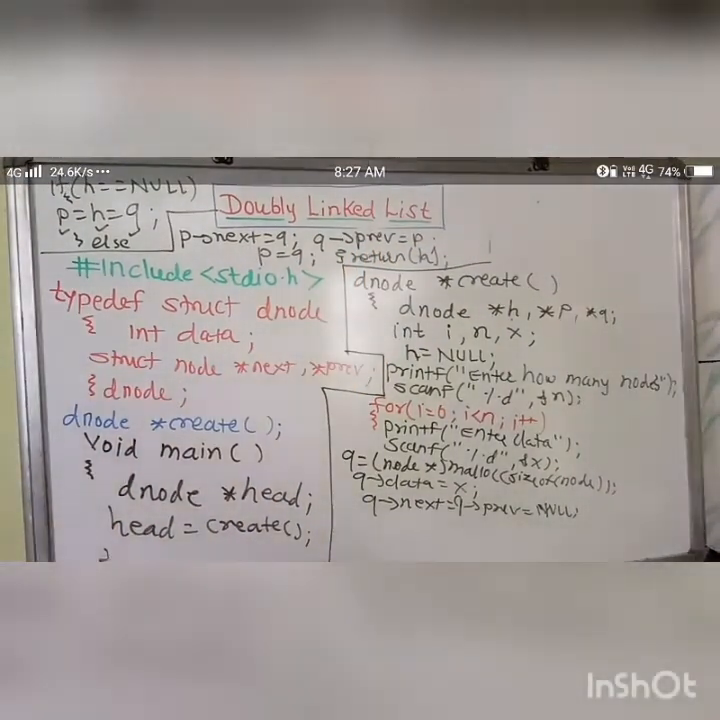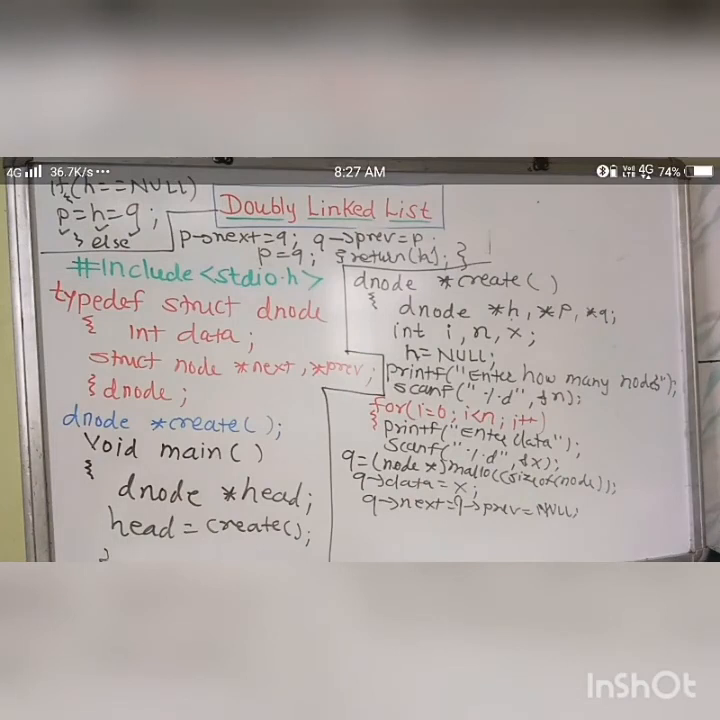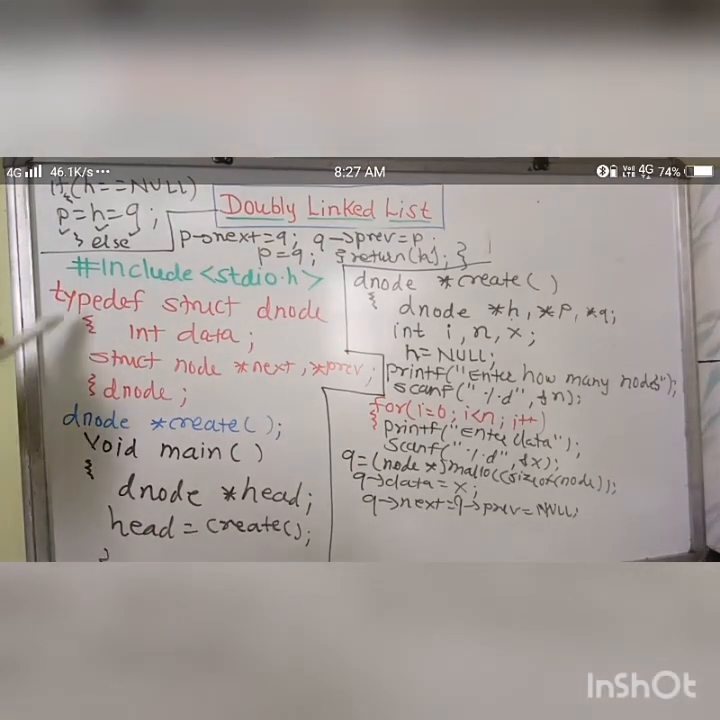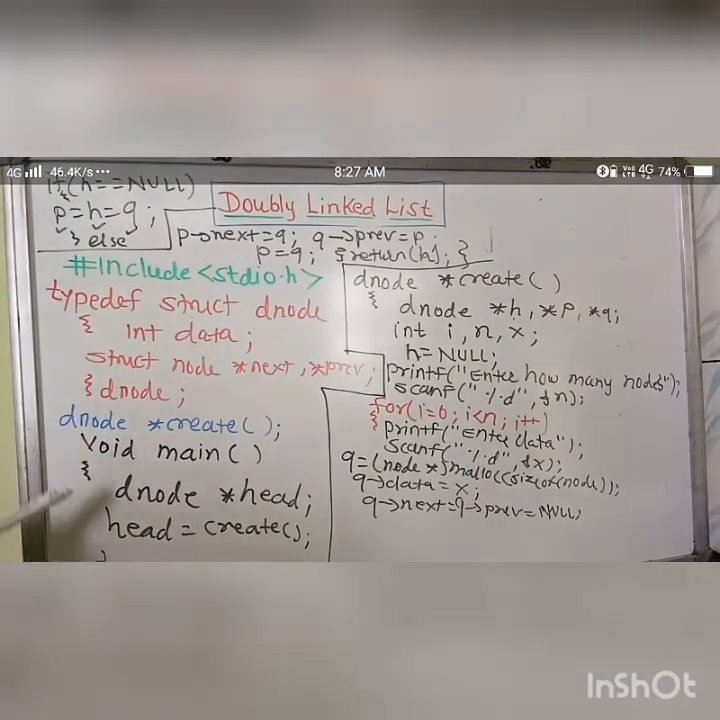So this is all about how to create a doubly linked list through a create function. We had first taken the structure node, started with the header file, created the struct node, then created the function prototype, then taken the void main, dnode type star head for noting the linked list and call the create function.